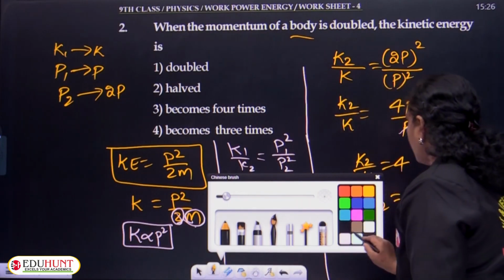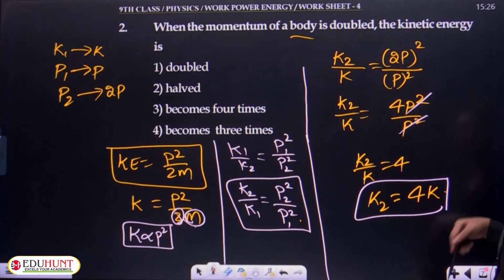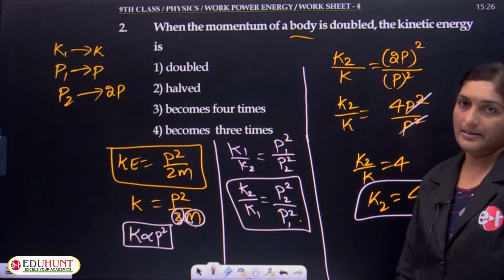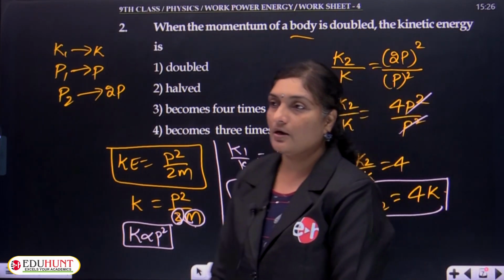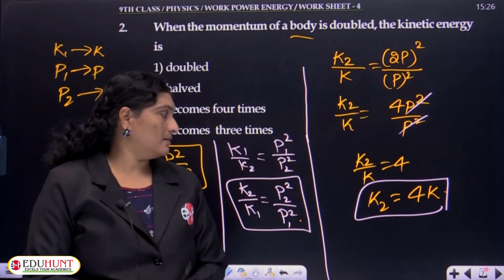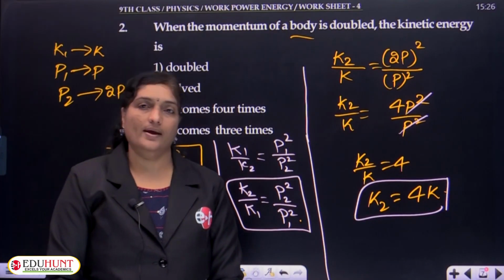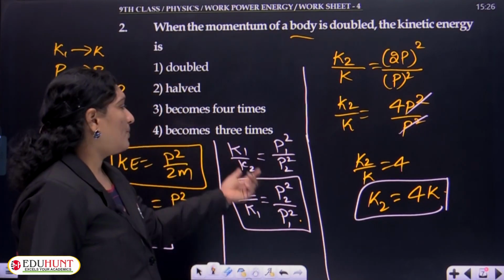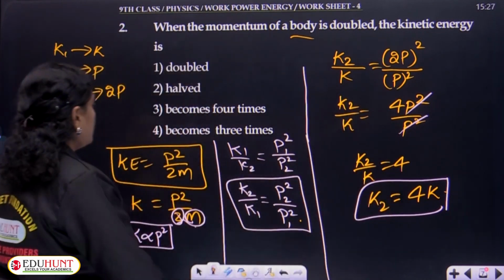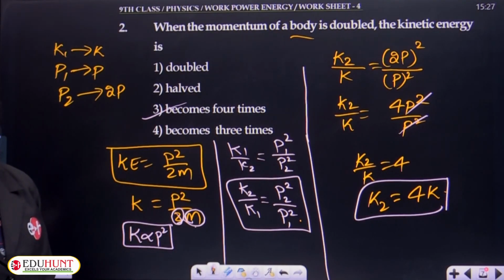So, what did you find, children? You observed that the new kinetic energy becomes 4 times the old kinetic energy whenever the momentum is doubled. So, this was already explained in the concept, children. Whenever momentum becomes x times, kinetic energy becomes x square times. So, whenever the momentum becomes twice, kinetic energy must become 4 times. Hence, the correct answer is option 3, becomes 4 times.